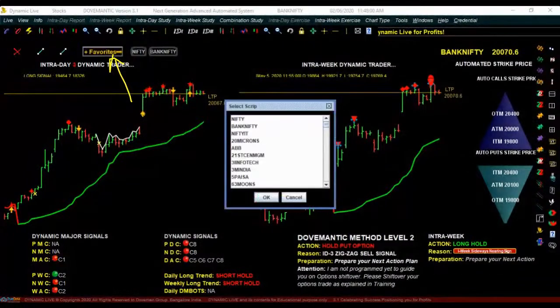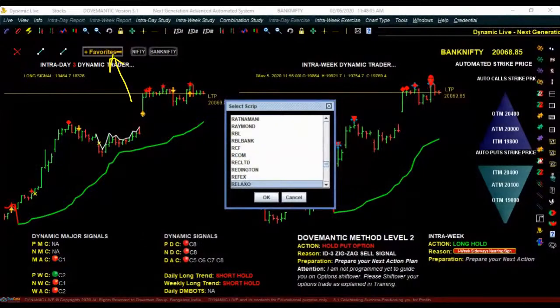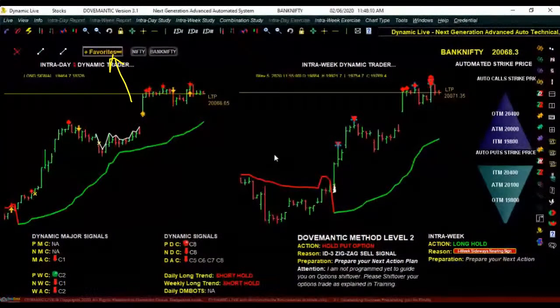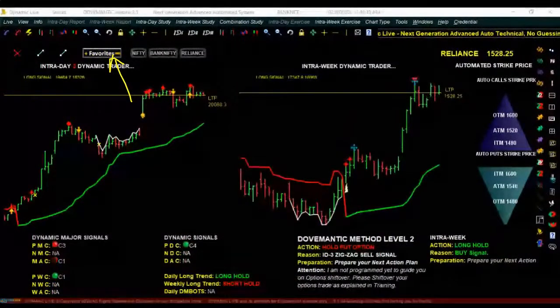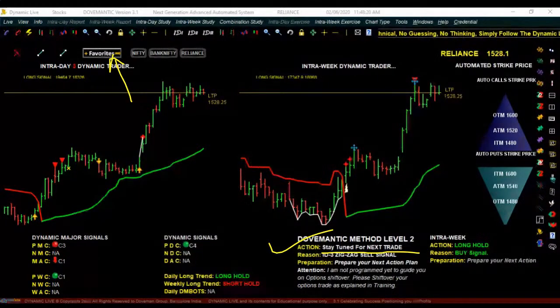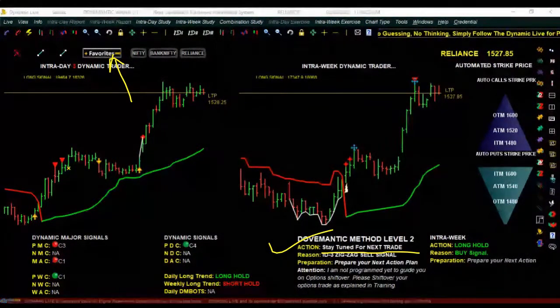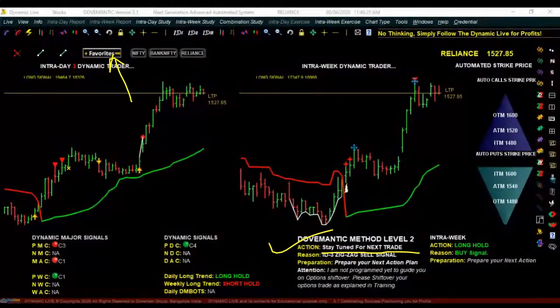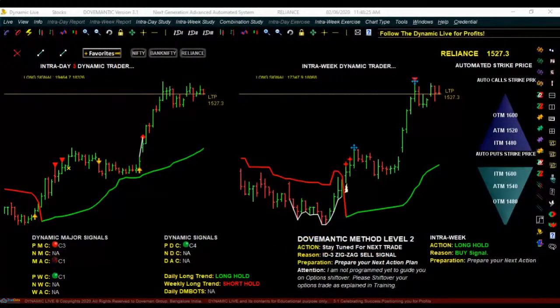So once you click on this, now what will happen is this drop down will appear so that you can select any of your favorite stock. Let us select Reliance. So once I've selected Reliance, now I'll come and check this action information here. You can see here the action information says stay tuned for the next trade. It means there is no trade as of now in Reliance. Just hold on. Wait until it tells you to buy a call option or a put option. Then you can go ahead and do the trade. So as of now, there is no trade in Reliance.